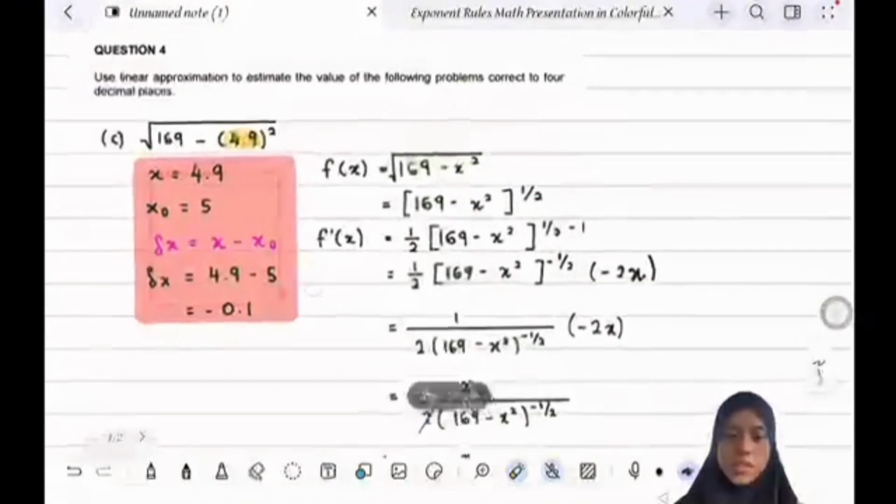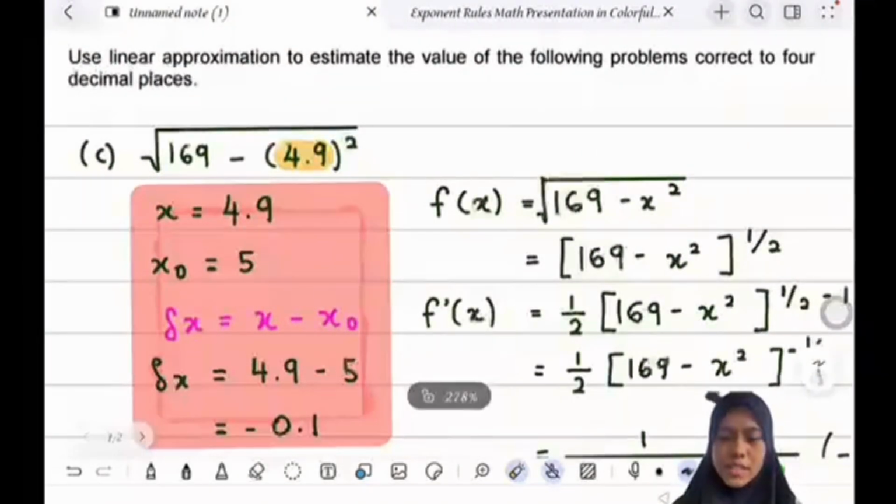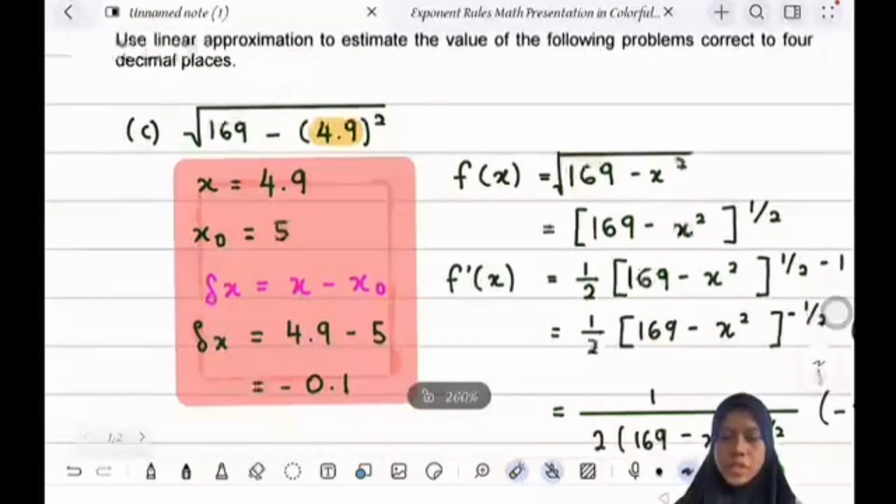So, the question is, use linear approximation to estimate the value of the following problems correct to 4 decimal places. So, we have the square root of 169 minus 4.9 squared. First, we need to find the x and x naught values.